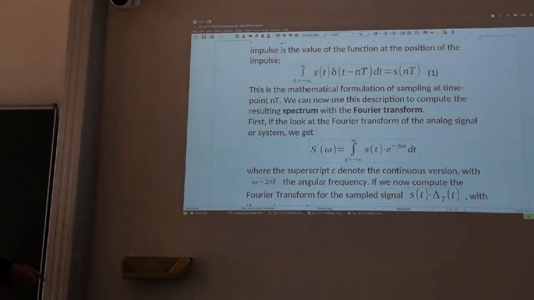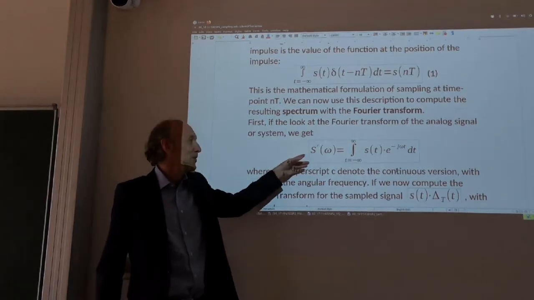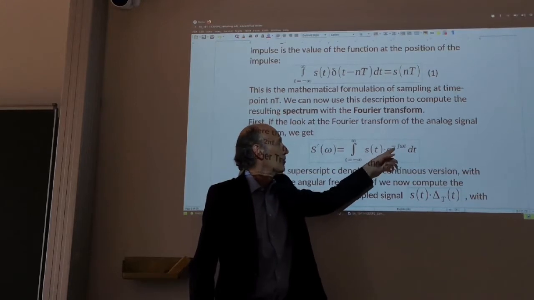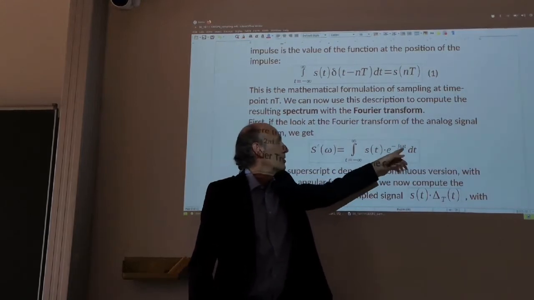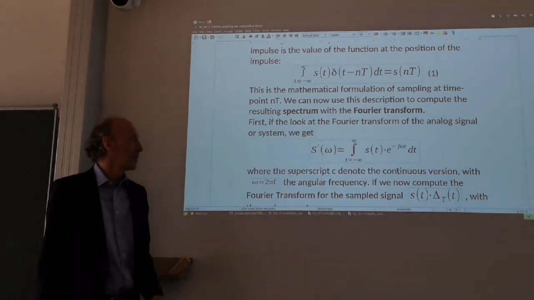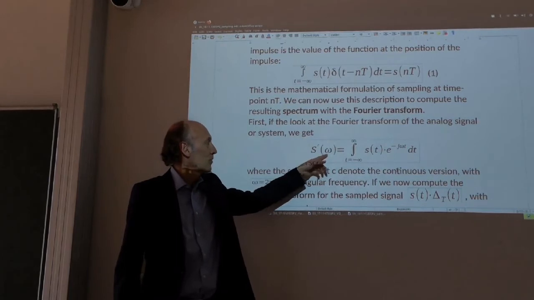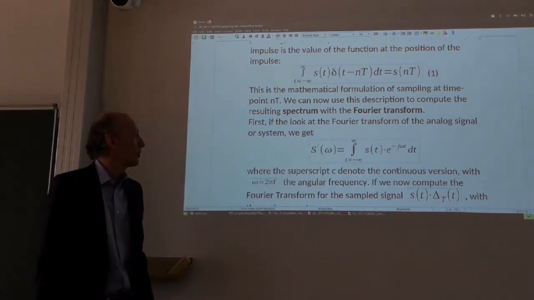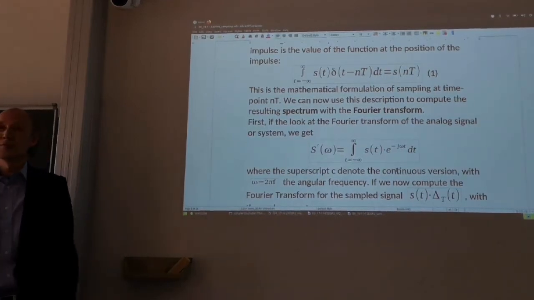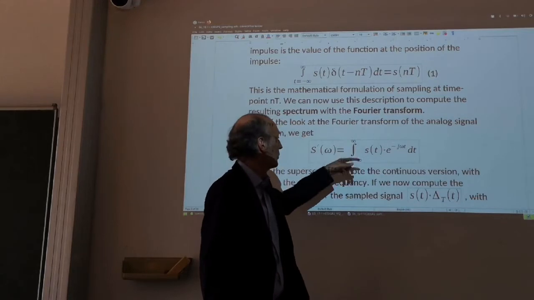So this is the well-known Fourier transform. Everybody remembers? We have this integral, the typical Fourier transform, with e to the minus j omega t, where t is the continuous time variable. Here I call it C for continuous, and we have S_c of omega. This omega goes from minus infinity to plus infinity, and also t goes from minus infinity to plus infinity.